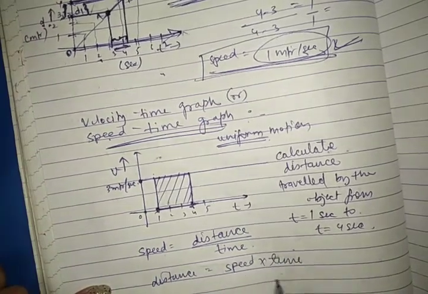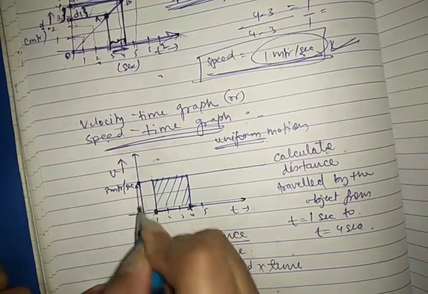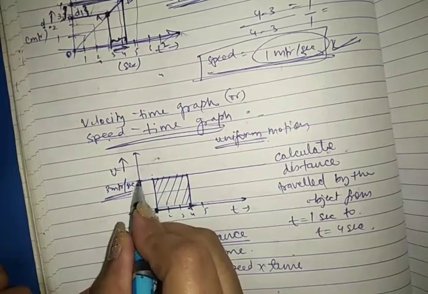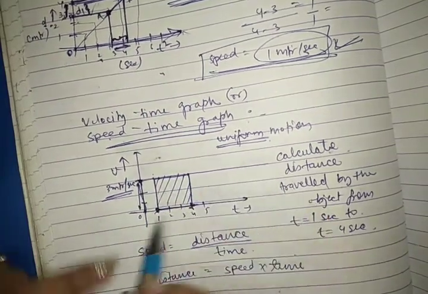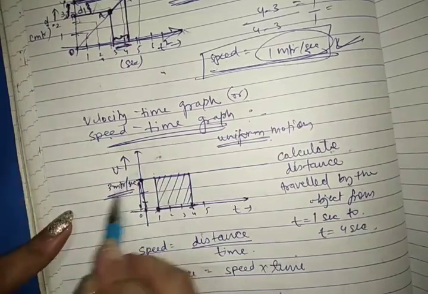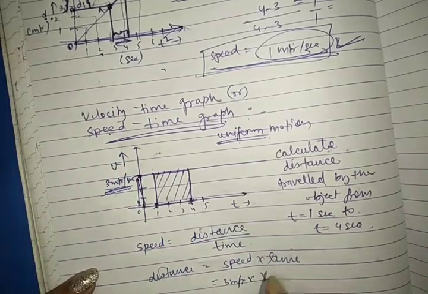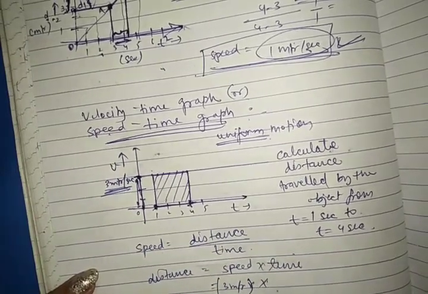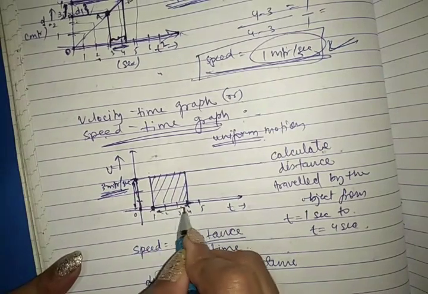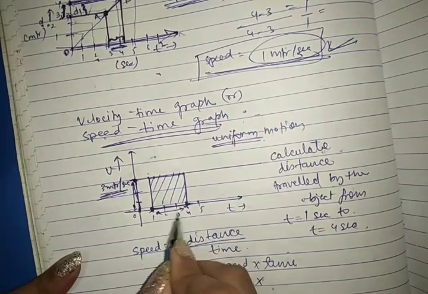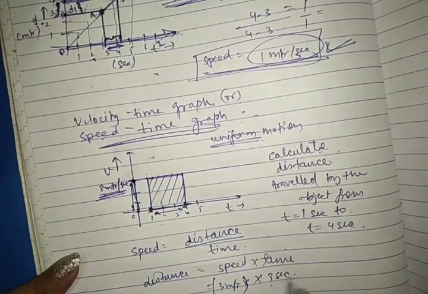Speed into time. Speed is that much, that means 3 meter per second. This is 1, this is 2, this is 3. So that much speed. This is 3 meter per second, into time. Into time, how much time will it take? From t equal to 1 to 4, that means 3 second.